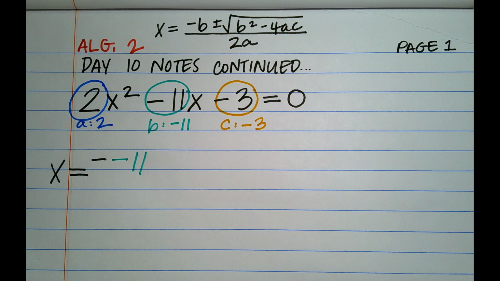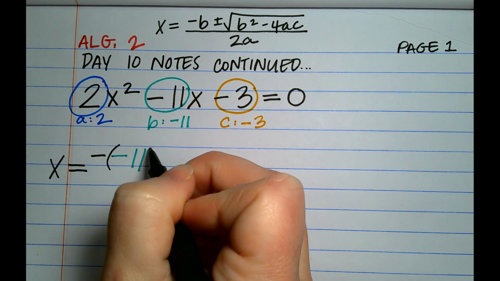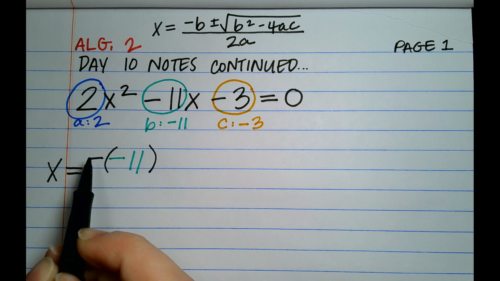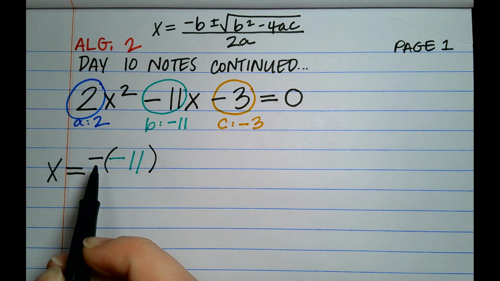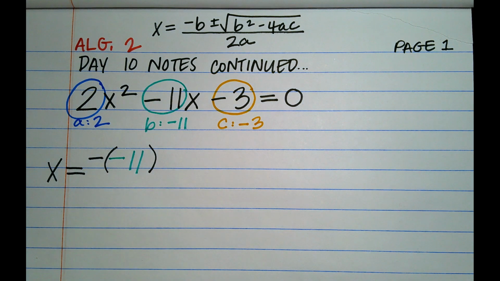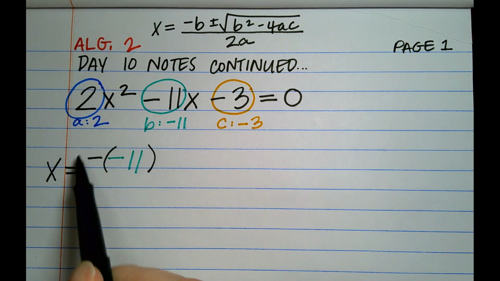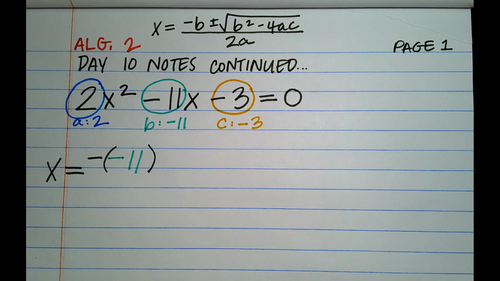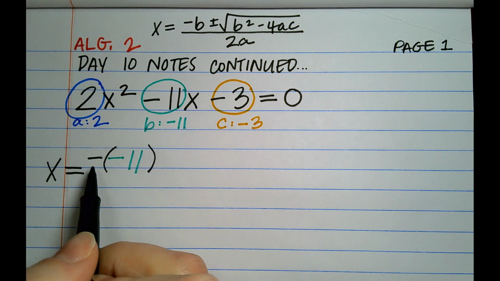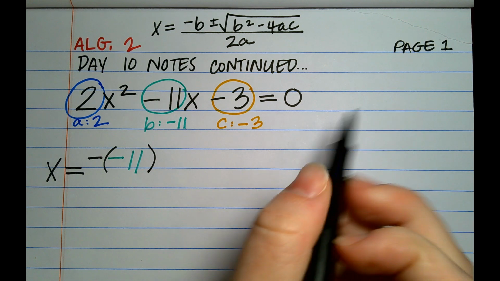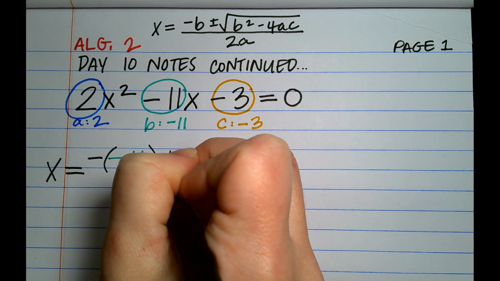Do we see what just happened there? This is b, negative 11, but there's a negative outside of that negative 11, okay? So yes, we can see here this is going to become positive 11. That's important. When your b starts as a negative, it will become positive outside the problem. Okay, so we plugged in b. What comes next? Plus or minus.